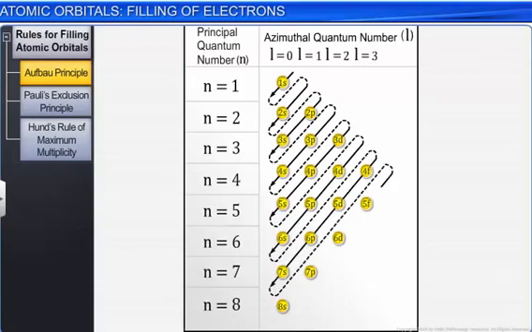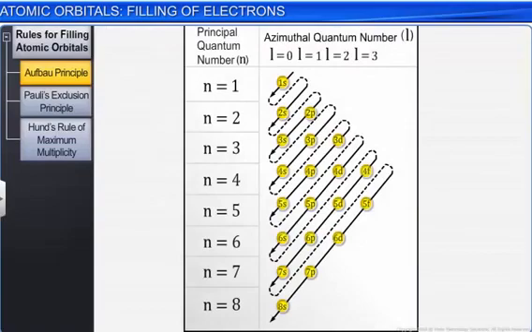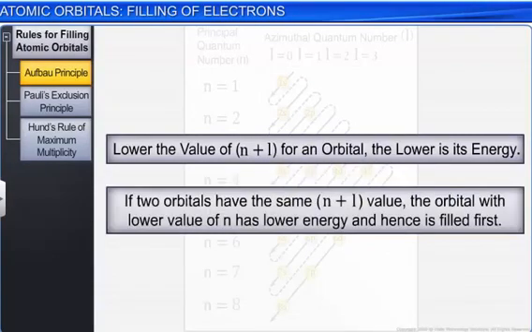The energy of an orbital is determined by using the n plus l rule. According to this rule, the lower the value of n plus l for an orbital, the lower is its energy. If two orbitals have the same n plus l value, the orbital with lower value of n has lower energy and hence is filled first.